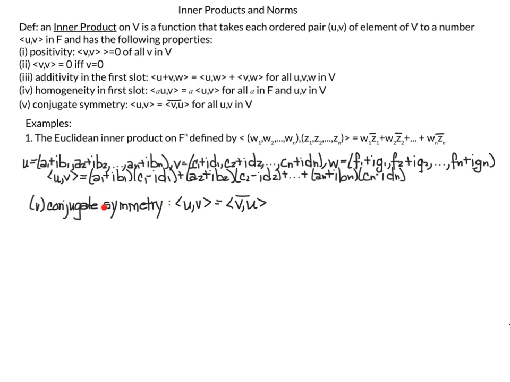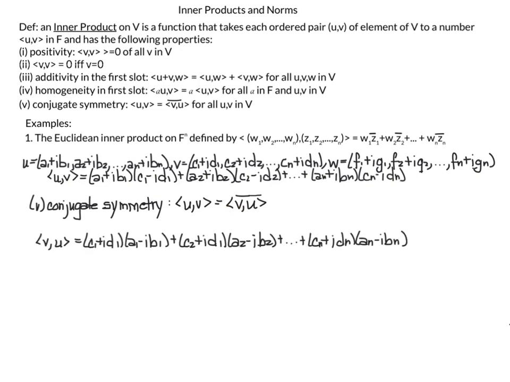The last property we have is conjugate symmetry. So we want to show that the inner product of u, v is equal to the complex conjugate, this is over the whole entire inner product, complex conjugate of the inner product of v, u.